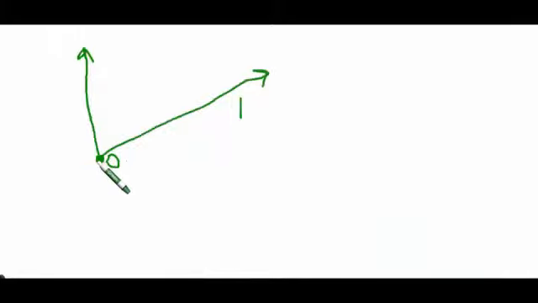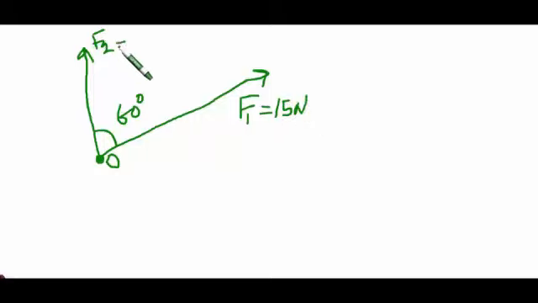Let's say we have an object O situated here, and there are two forces F1 and F2 that are pulling the object, and they are applied such that the angle between the two forces is 60 degrees. Okay, the question is we want to find out the resultant force acting on the object due to the two forces. So let's assume that F1 is 15 Newton and F2 is just 10 Newton.